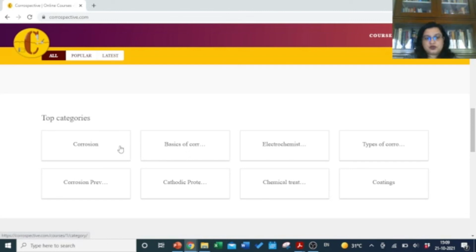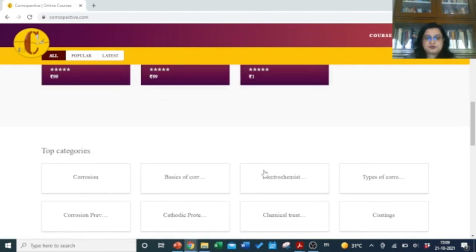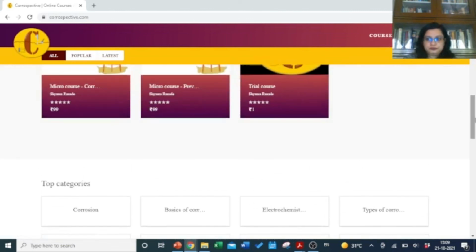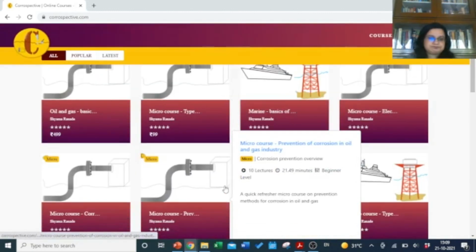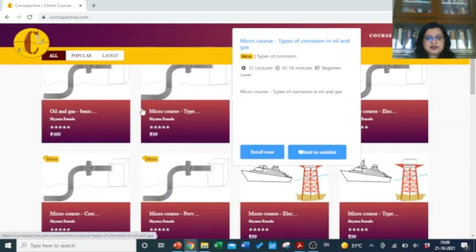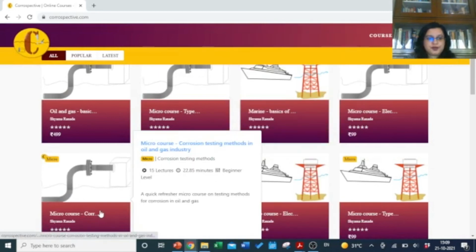It's either corrosion or basics of corrosion, or you want to focus on the types, or prevention methods, or testing methods, what would it be? So that is a way to work. Now if you only want to browse, that's fine. You can select, you can go to one of them.